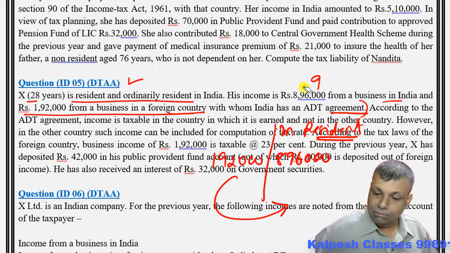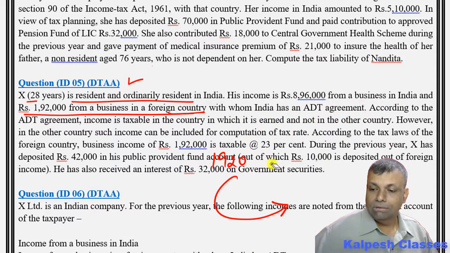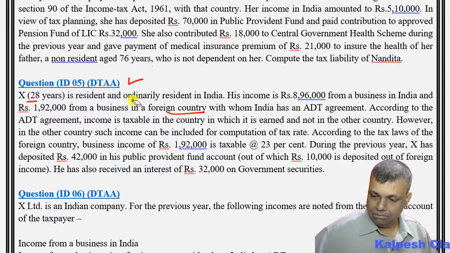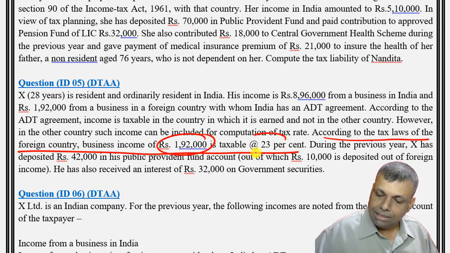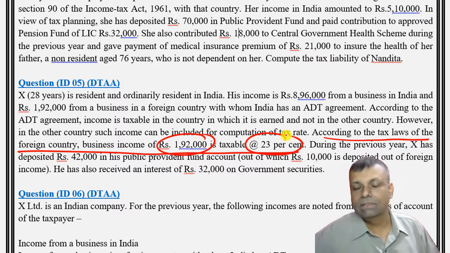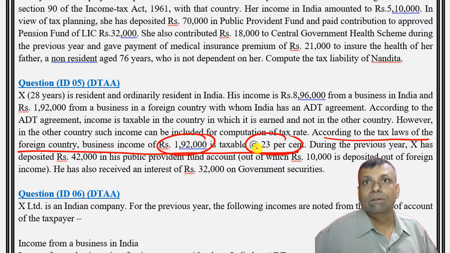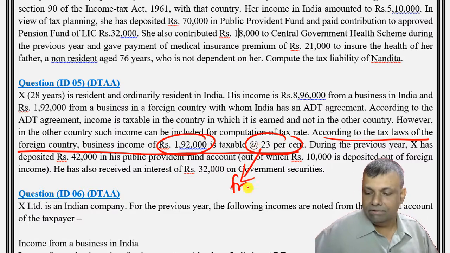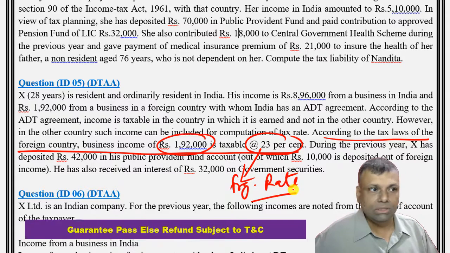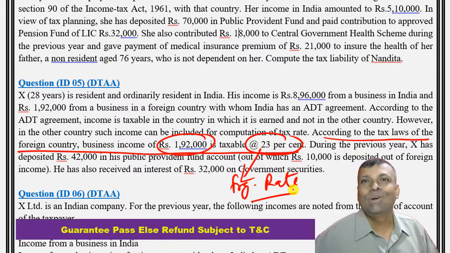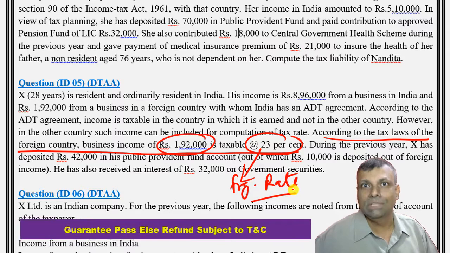And why will they do that? Because to confuse you, the relevant data is also given to you in the question. Students really get confused because the data is given. Now, if you see, it is given here: according to the tax laws of the foreign country, business income is taxed at the rate of 23% in that country. So you are already given a foreign rate of tax. But in the given question, this is not required. This is to confuse us.